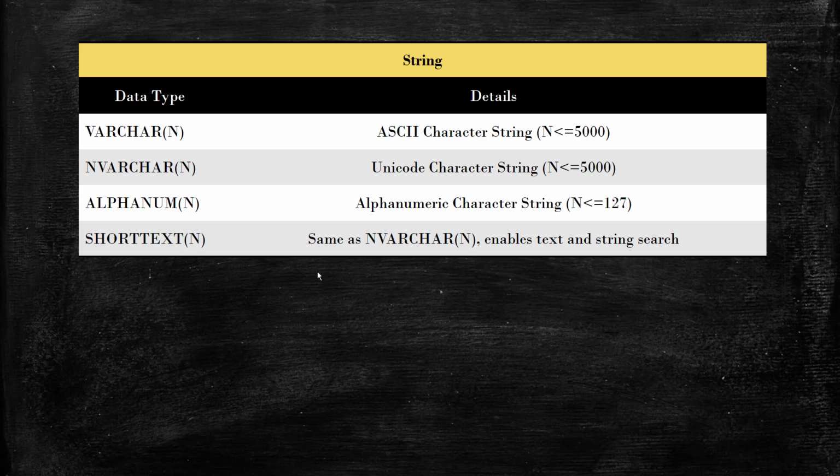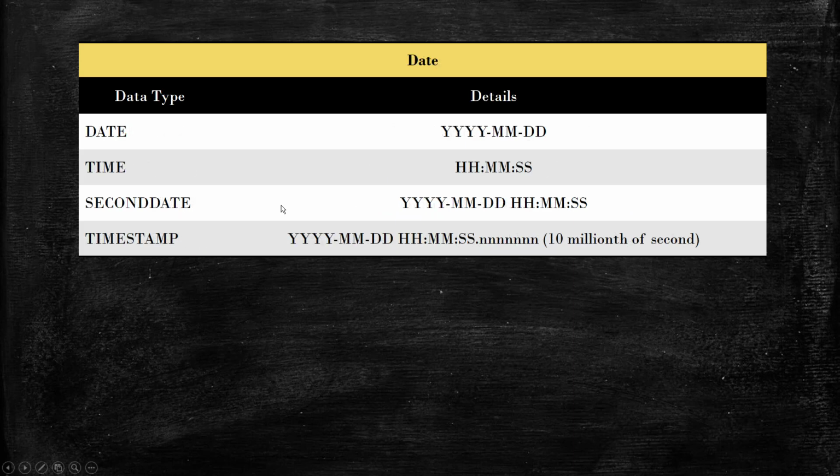in analytical applications. And the next data type is date. Date stores the date in the format YYYYMMDD, 4 digits of year, 2 digits of month and 2 digits of date. And time format is in hours, minutes and seconds. Second date is a combination of both date and time. So it simply concatenates both date and time with one space.